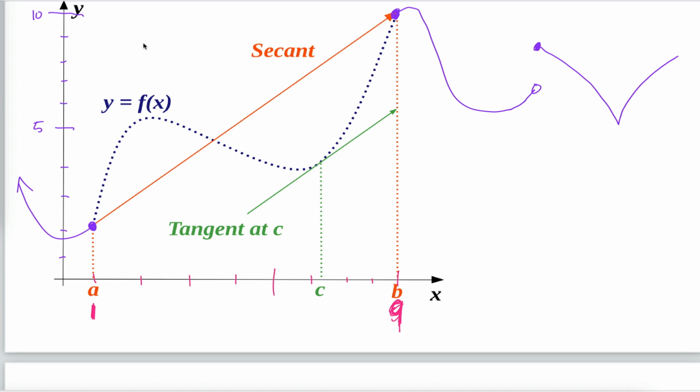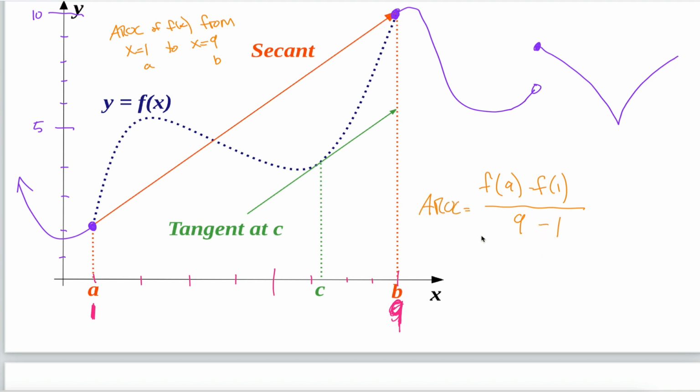Really what this secant line represents is the average rate of change of this function f of x from x equals 1 to x equals 9, or more generally from x equals a to x equals b. To calculate the average rate of change, what I do is I take the difference in the two y-coordinates, so in this case f of 9 minus f of 1, or more generally f of b minus f of a, and divide that by the difference of the two x-coordinates, 9 and 1 in this example.